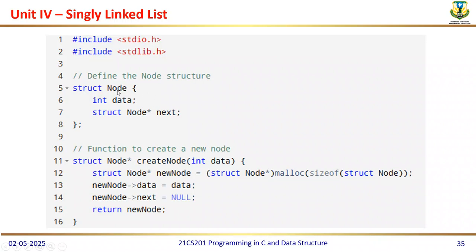This node structure has data and a next pointer. This is a pointer to another node. The pointer to another node means the next node's address will be stored here.